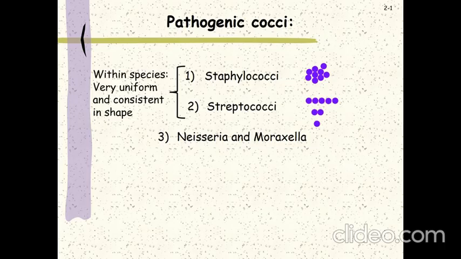So that point that I made about Neisseria and Moraxella varying in their size, this is in contrast, I guess, to staphylococci and streptococci, where within the species, they are very uniform. So if you look over an entire slide, they'll all be the same shape, same size. You won't get a lot of variability, whereas in Neisseria and Moraxella, you will get quite a bit of variability.